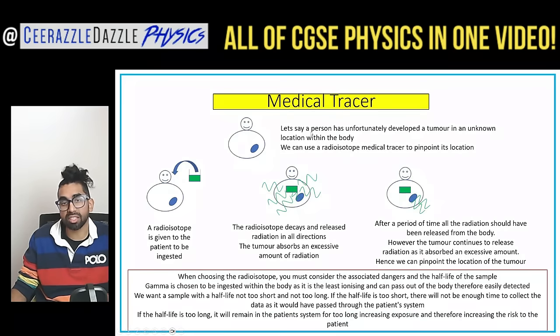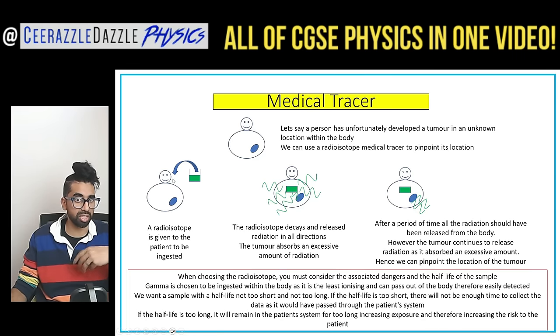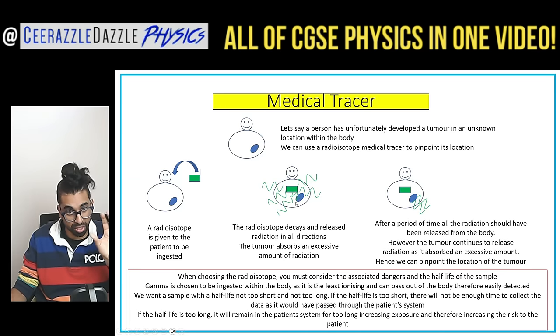Medical tracers. So let's say, unfortunately, someone has a tumor over here in an unknown location within the body. First of all, we can use a radioisotope medical tracer to pinpoint its location. So the person ingests a radioisotope, it goes inside the body. The radioisotope then is expelled, it's going to travel out of the body over here. There we go. But because you have a tumor, the tumor will absorb an excessive amount of the radiation. Okay, so the tumor absorbs a large amount.